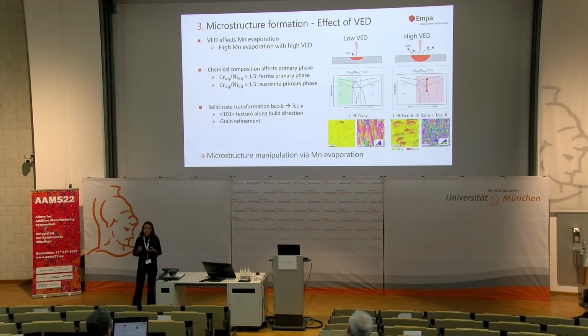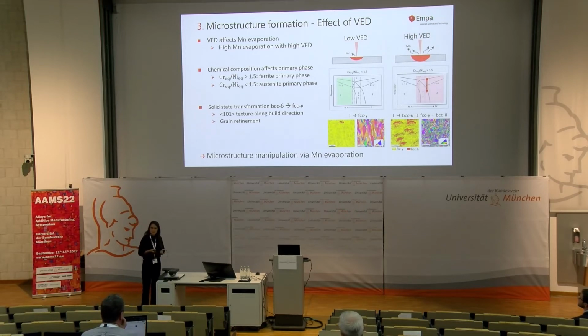But there is even more happening during the process, because as we know, LPBF is a layer-wise process. So the layers that are already solidified, that are already consolidated, can be reheated. So they can experience the so-called intrinsic heat treatment. And this intrinsic heat treatment is responsible for a solid state transformation from the primary ferrite to austenite.